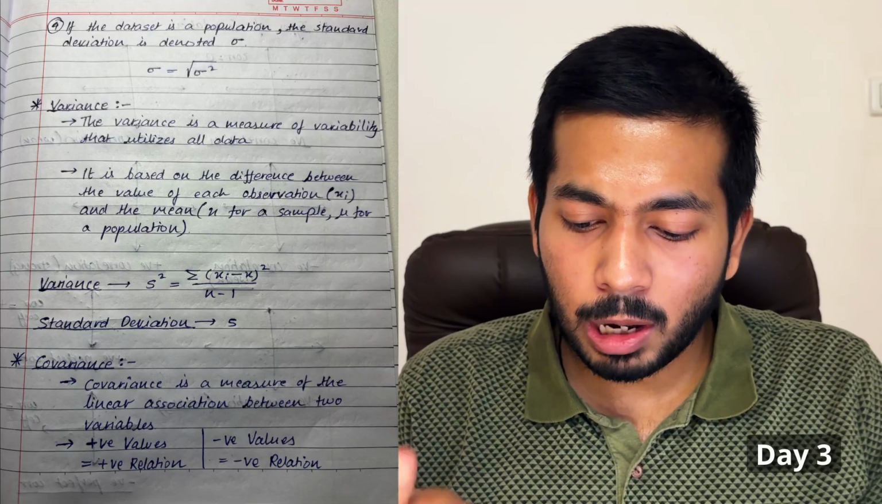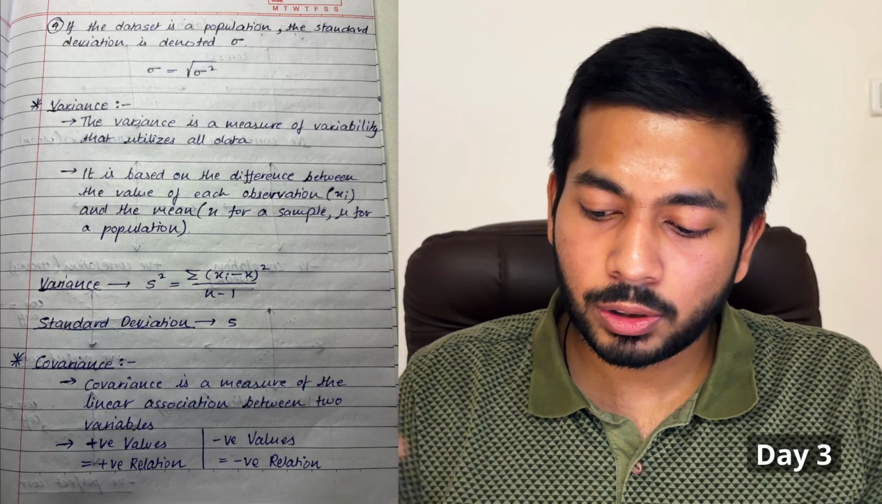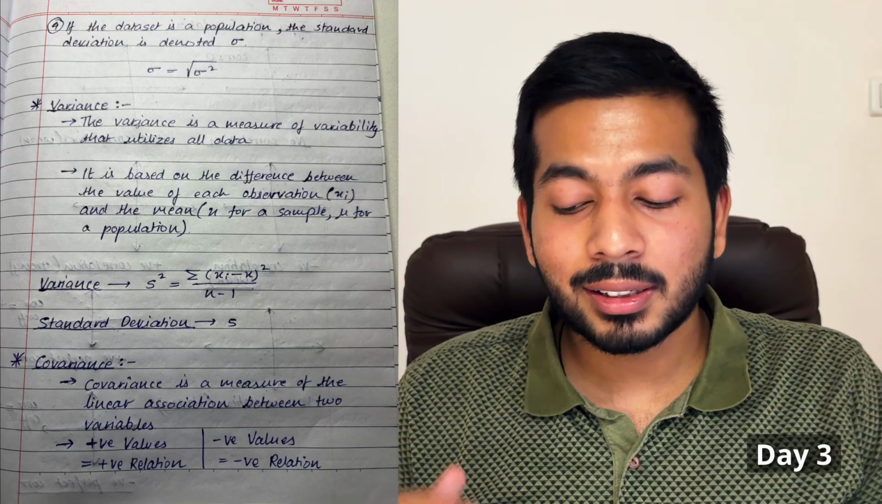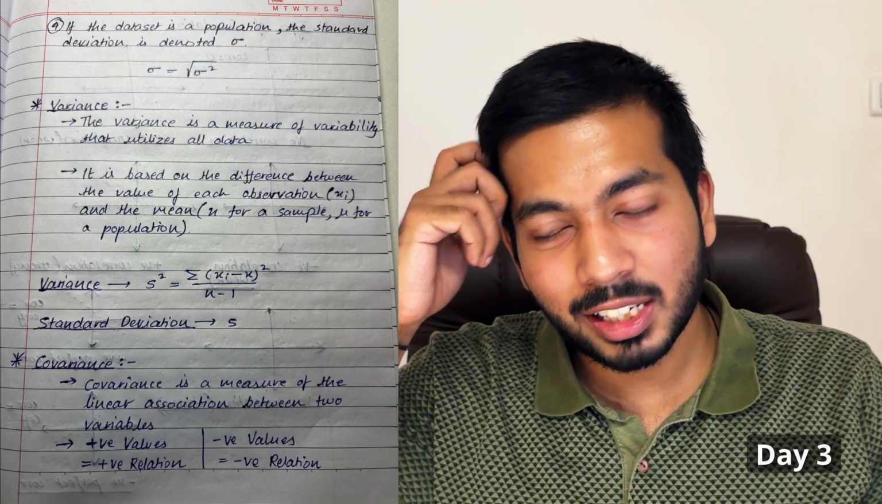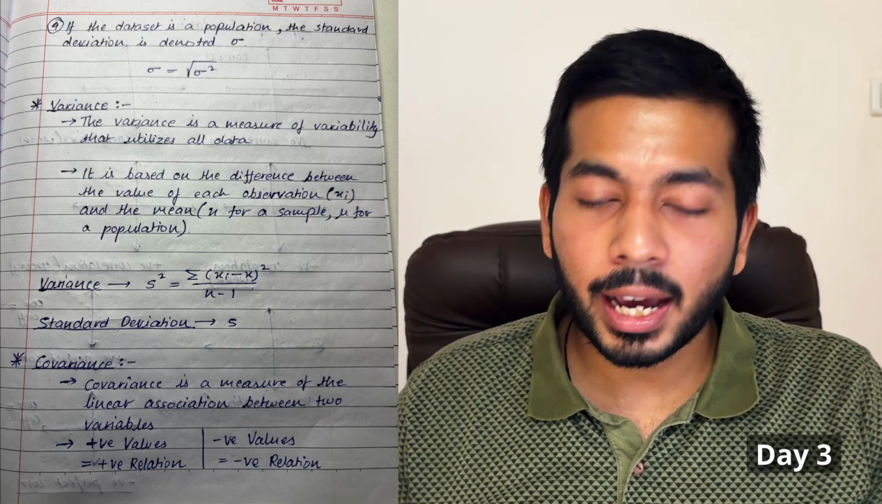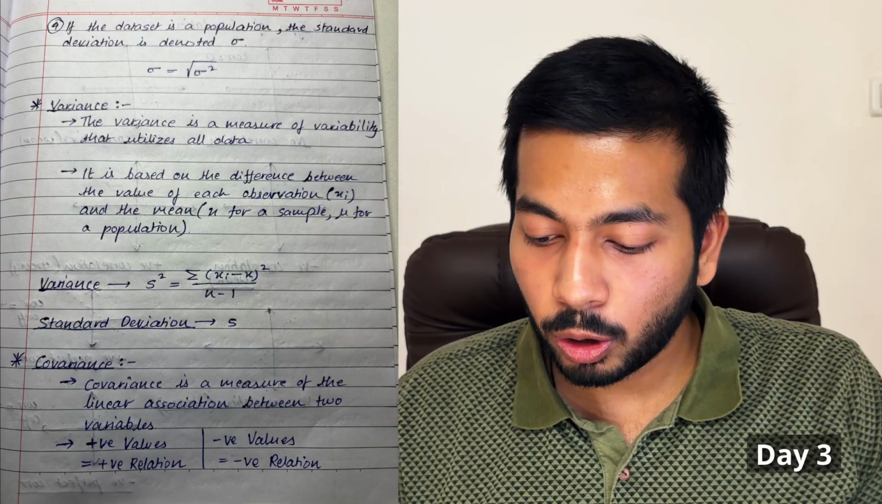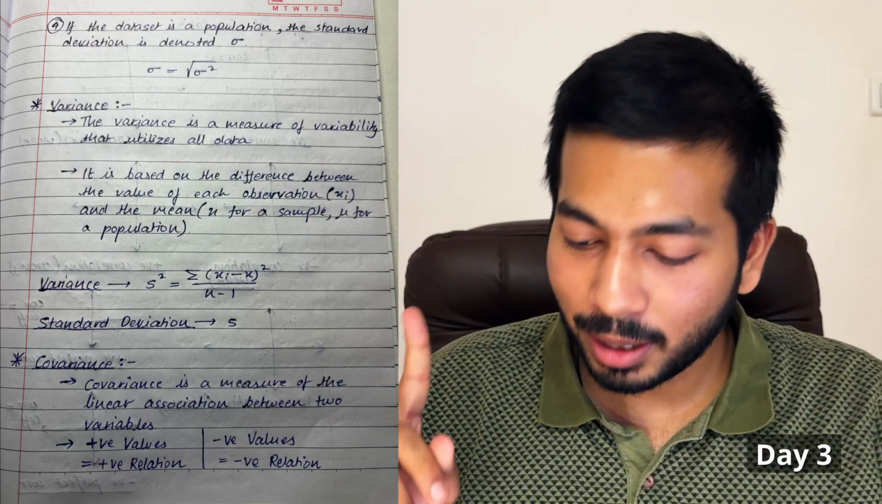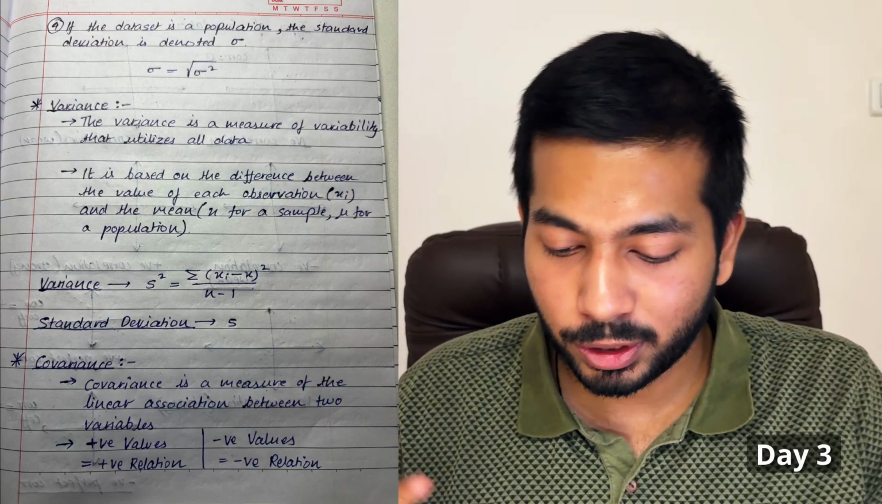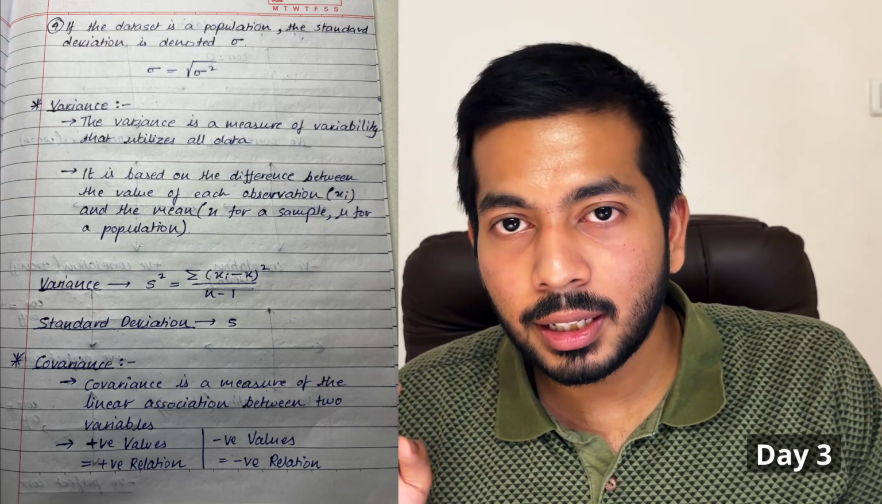Now let's come to the formula for this. The variance formula is S squared equals sigma, the summation of (xi minus x-bar) whole squared, divided by n minus 1, where n is the total number of values. And standard deviation is S.